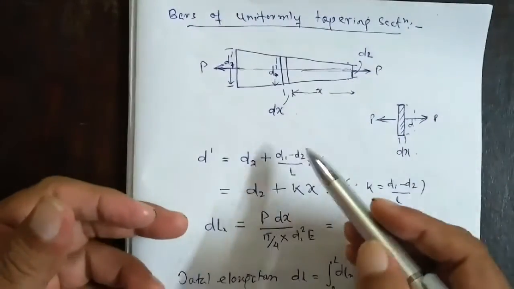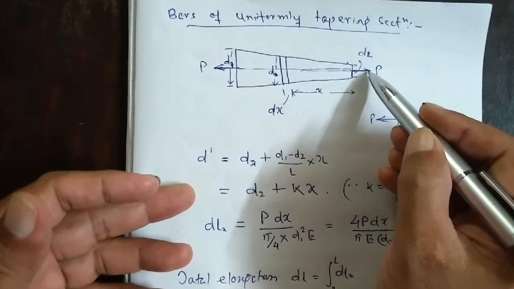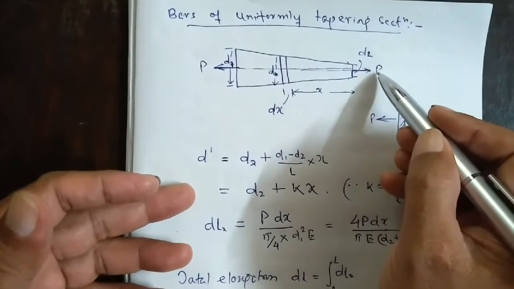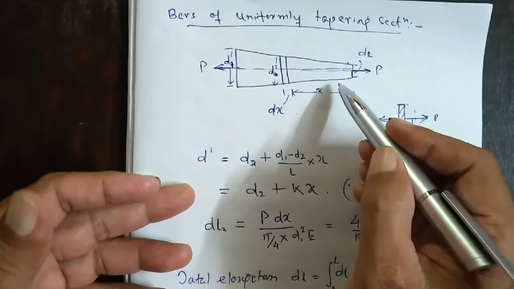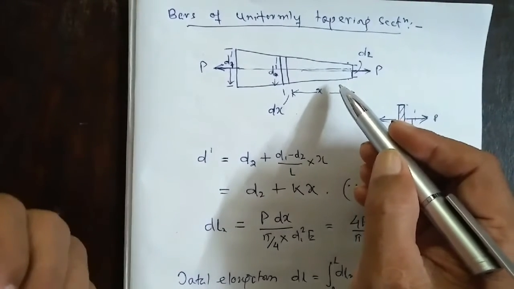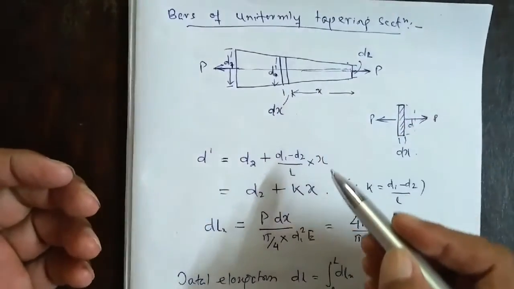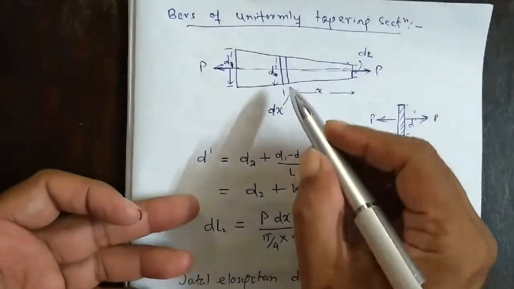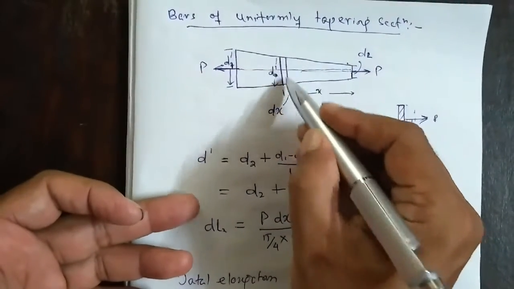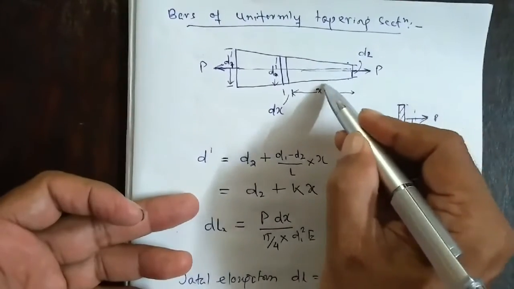Now, if such a bar is subjected to a pull or push from both ends of an amount P kilonewton, there will again be deformation, there will be stress and strain, and we will be finding the stress, strain, and the change in length. How to deal with such a problem, we'll see. So what to do is, we'll consider one thin element at a distance of x meters from, suppose, this end.